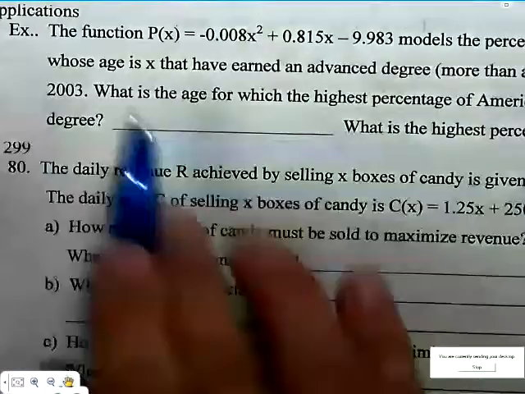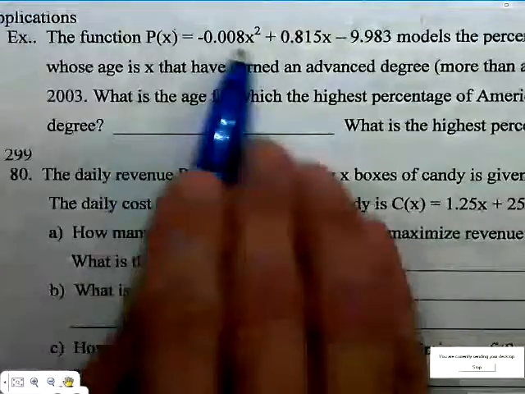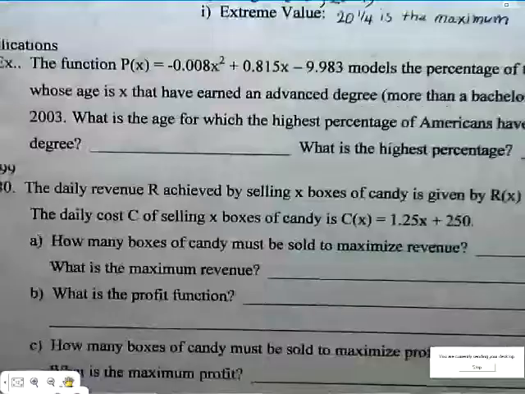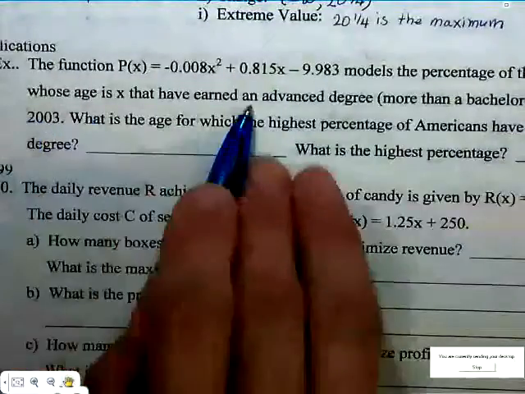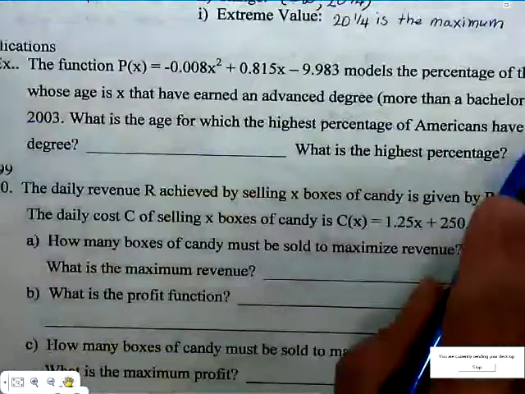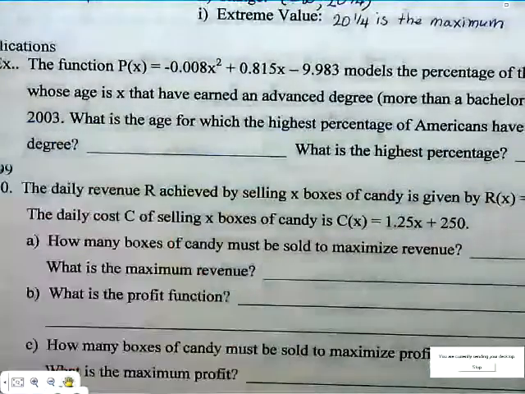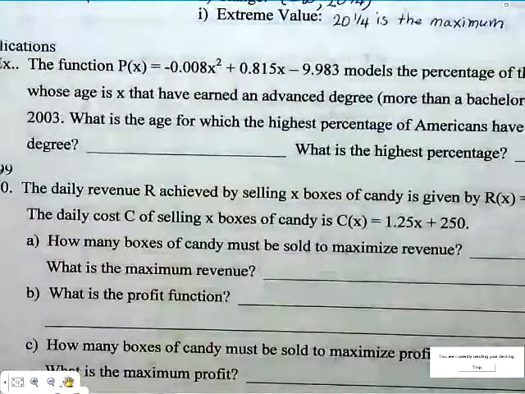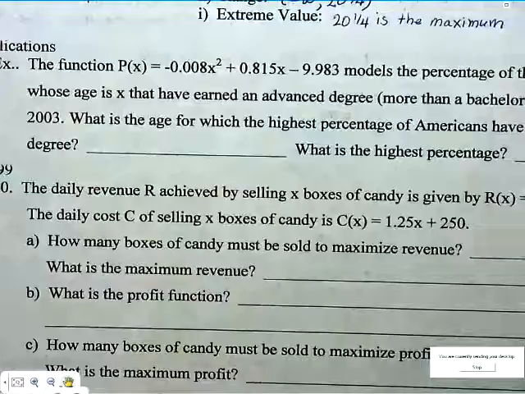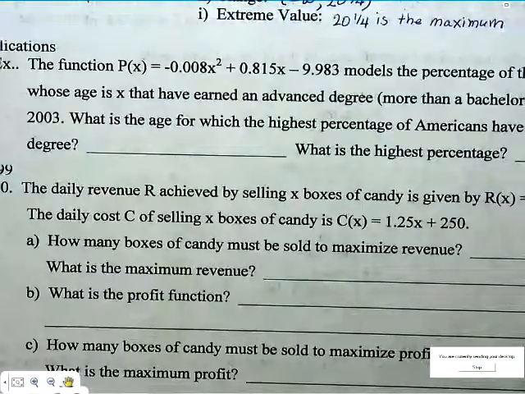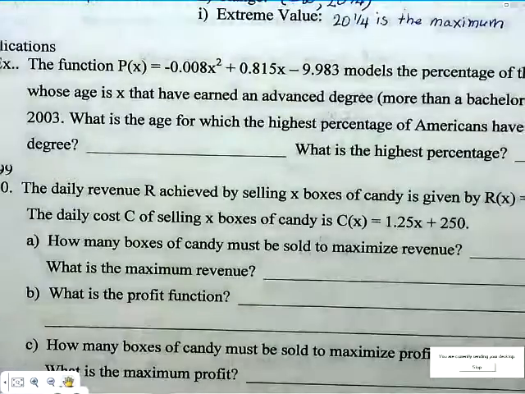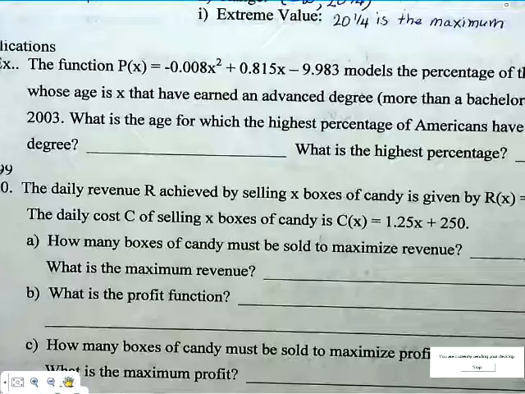Big old ugly function, I'm not even going to read it all, models the percentage of the U.S. population whose age is X that have earned an advanced degree, which is more than a bachelor's degree, in March of 2003. All right? Stop right there and think about what that equation is. If I wanted the percent of 40-year-olds that have more than a bachelor's degree, how would I find the answer to that question? Just put 40 in the place of X, because X stands for an age, and P stands for the percent of U.S. citizens at that age who have more than a bachelor's degree. So I understand what the variables stand for. I understand what that function's about.